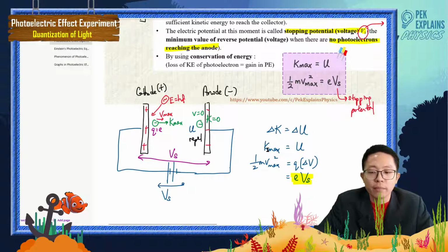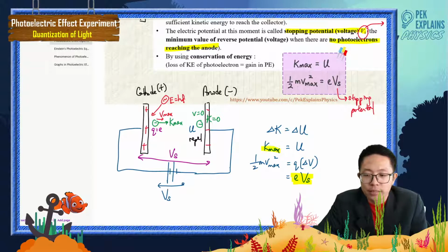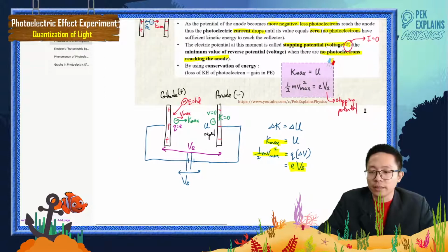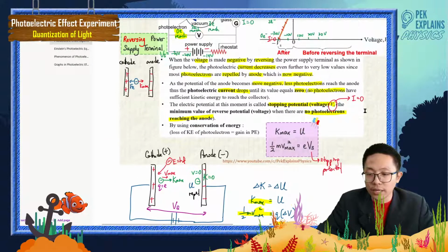So the conclusion is Kmax is equal to half m vmax squared and also equal to eVs. So we have another formula: Kmax equals half m vmax squared, and eVs. So that's the photoelectric effect experiment.